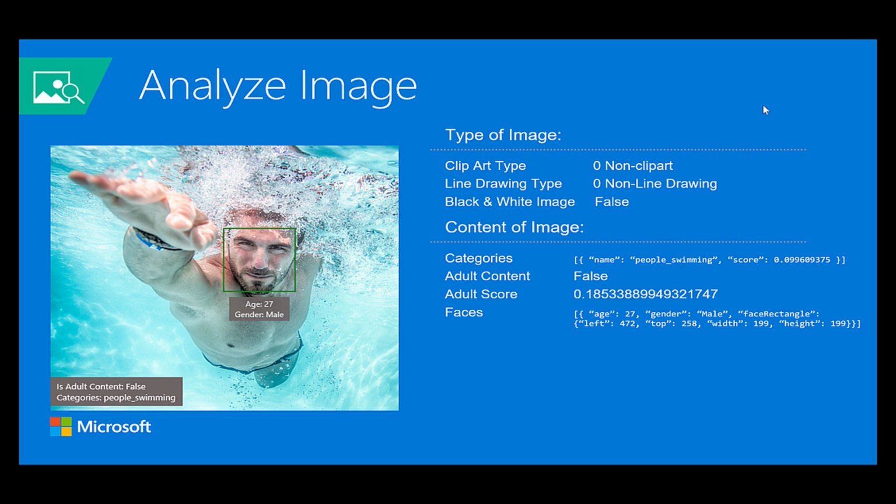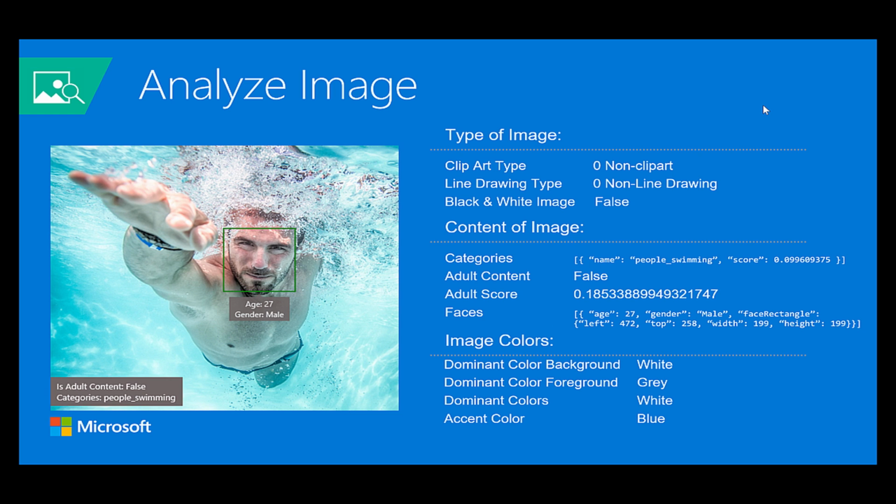It also identifies the faces in an image. You can see here that we have the rectangle identified for that particular face, and it's going to give a guess as to the gender and age as well. And we'll also get a category for this image. You can see we're given the category people swimming, and we're also given a confidence score along with that.